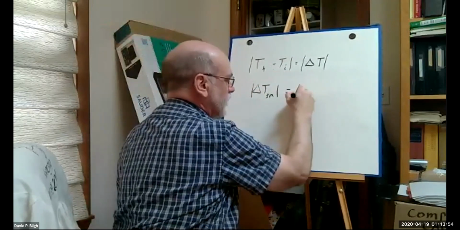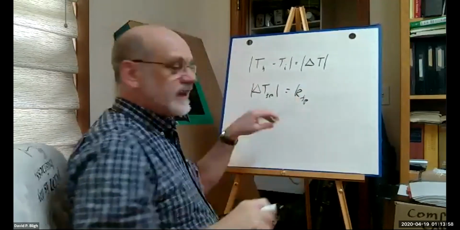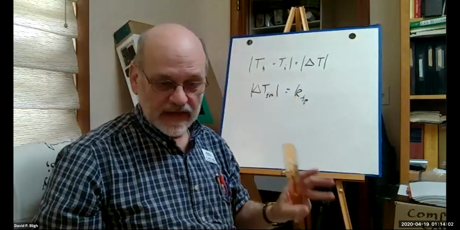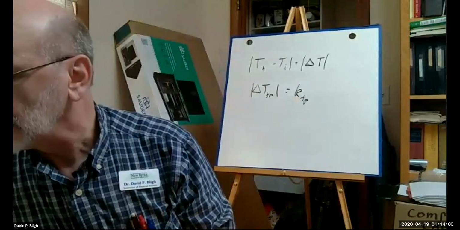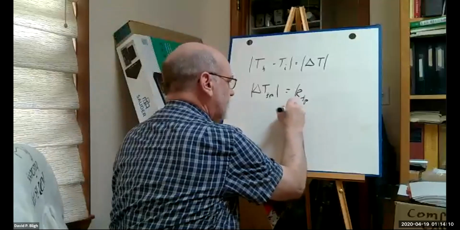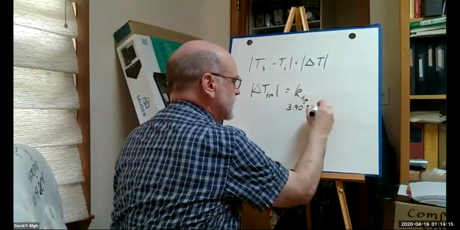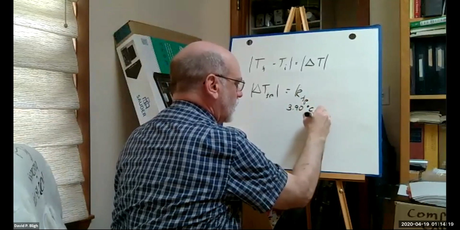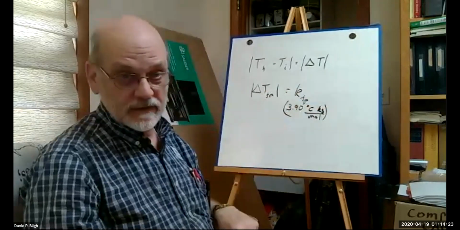Is equal to the K value, right? And you need a K value for lauric acid. And that value is 3.90 degrees C kilogram per mole. So that's what would go in your K for this experiment.